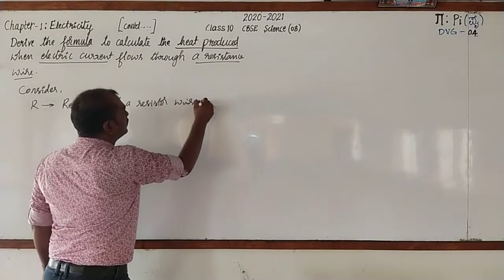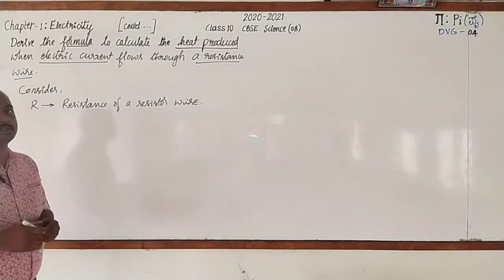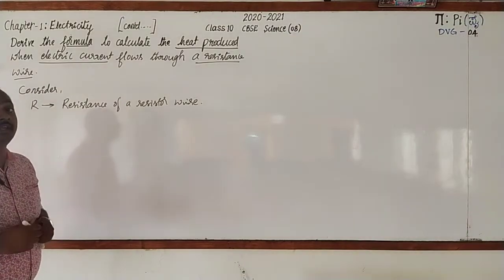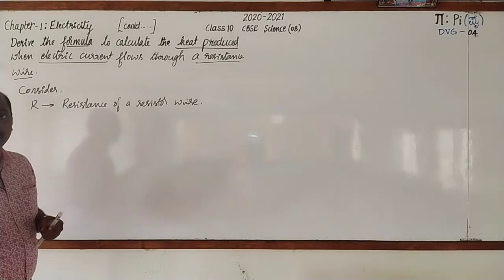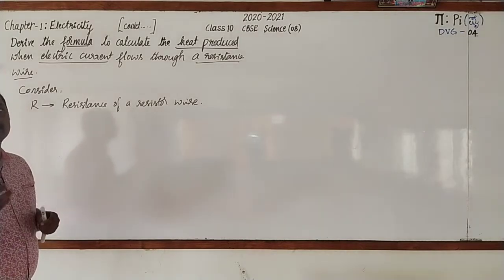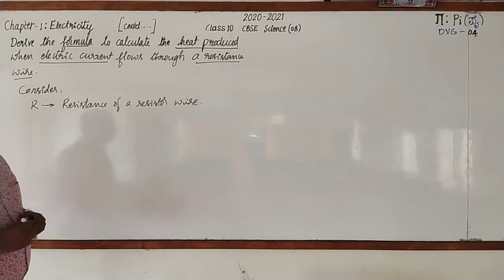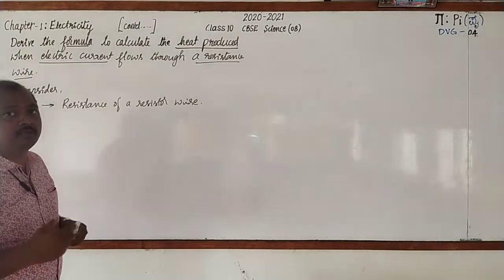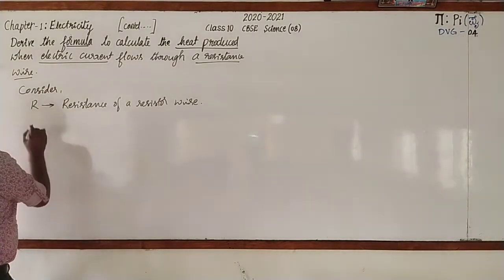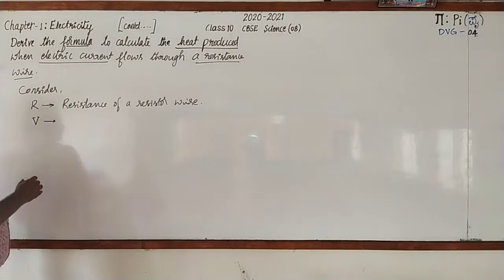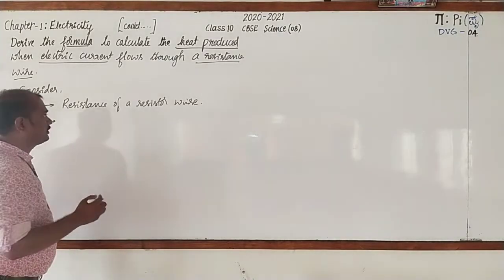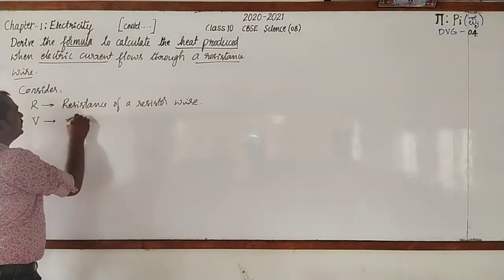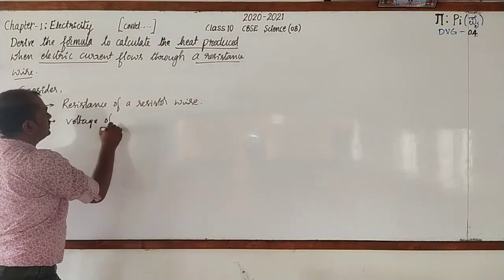Then only just by wire it is not possible to produce the heat. It should be connected to terminals of a battery, where battery is the source of EMF, which maintains the potential difference. So I'll take V. V represents voltage of a battery or potential difference between the ends of a conductor. Voltage of the battery.